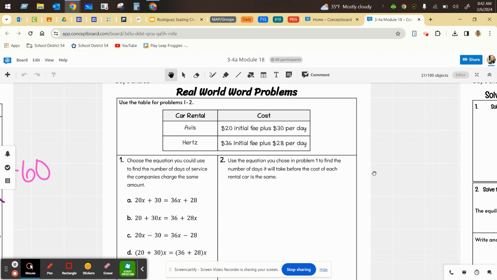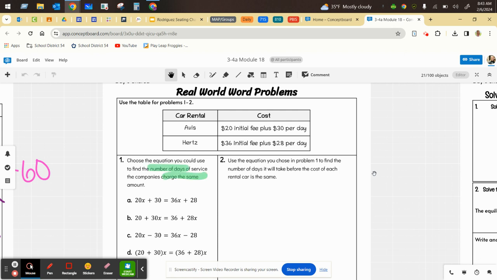All right, so first things first, we got some real-world applications. We have 2 car rental companies. Avis charges $20 initial fee plus $30 per day. Hertz charges $36 initial fee plus $28 per day. All right, so there's our given. Let's look at the first question. Choose an equation you could use to find the number of days of service the companies would charge the same amount.